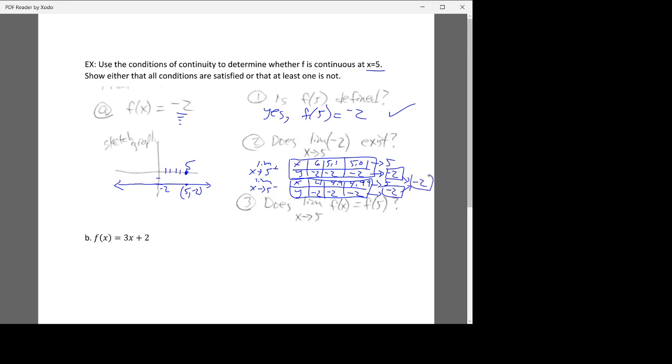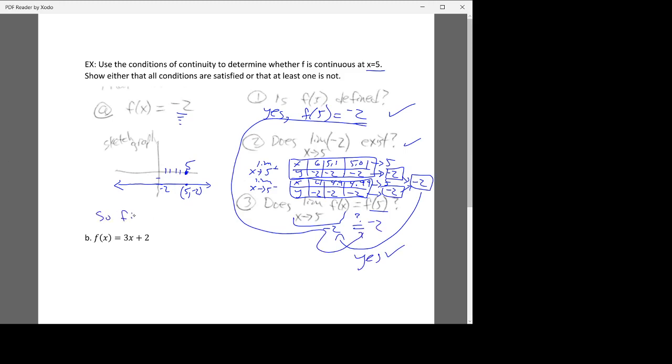So it's the same with minus 2 here. And so both are the same, so the limit exists. So yes, it exists, and it's minus 2. So is this one right here, minus 2, equal to this one up here? I say yes. So f is continuous at x equals 5. That was a lot of work, right?